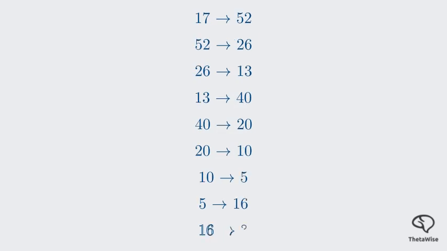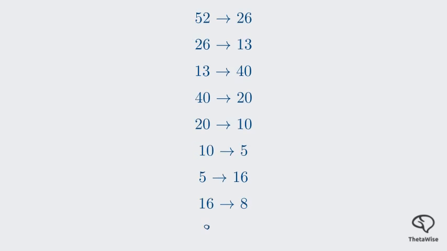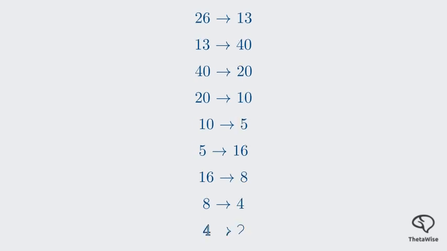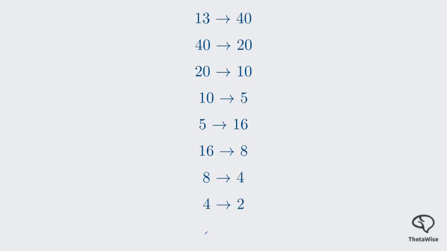16 is even. 16 divided by 2 is 8. 8 is even. 8 divided by 2 is 4. 4 is even. 4 divided by 2 is 2. 2 is even. 2 divided by 2 is 1.